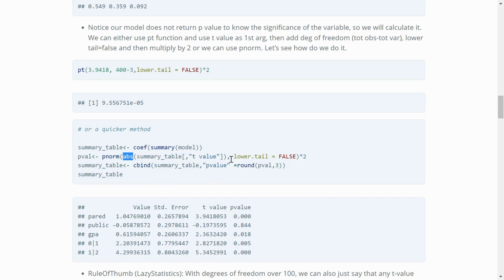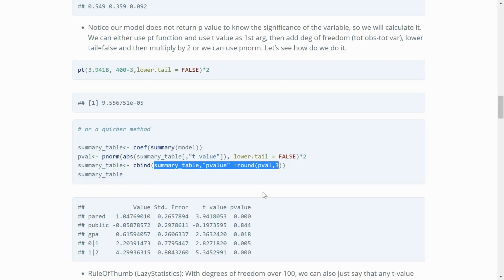After that, lower tail is equal to false, and then we'll multiply it by 2 as it is a two-tailed test, and we'll store this in a variable called pval. Then to print the p-value alongside the t-value, we can simply combine the output given in the summary underscore table variable with the output stored in the variable pval. So we can use the cbind function and combine the columns of summary underscore table and the variable pval.